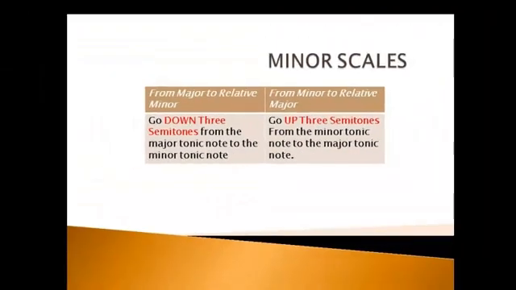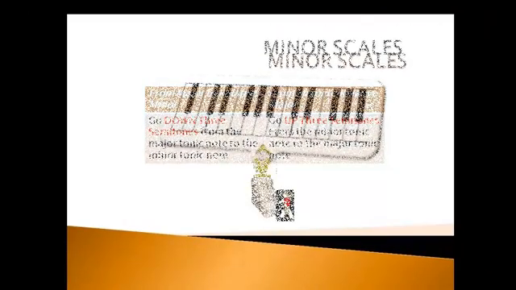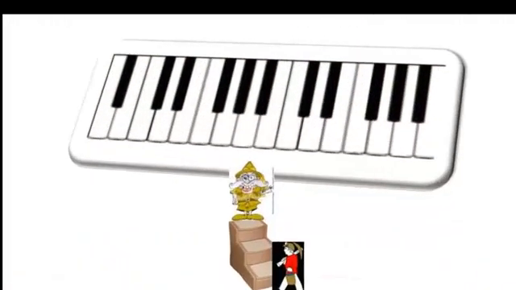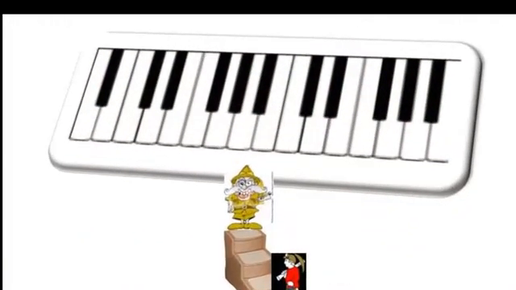Let's see if you can find some of our relatives. Let's start with C minor. If you're in C minor and you want to find the major relative, you're going to go from the minors up to the majors. You're going to go up 3 semitones. Make sure you also go up 3 note names. C minor's relative would be E flat major.